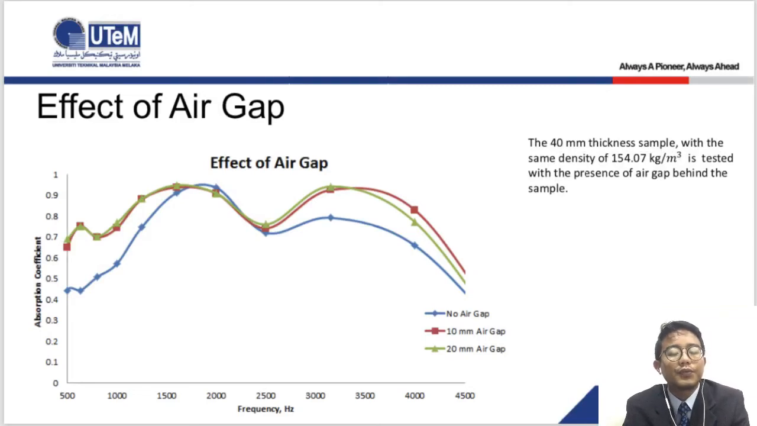Next is about the effect of an air gap. The air gap between the sample and the wall behind is also a factor that can affect the sound absorption coefficient. In this study, an air gap was introduced behind the sample. In this effect of air gap, the same sample with the density of 154.07 kg per meter cube and 50 mm thickness is used.